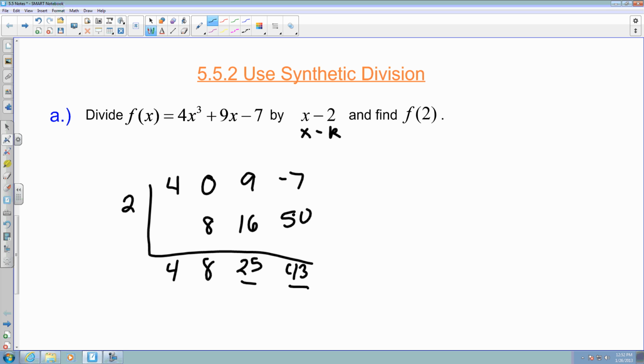This value here is our constant. This value is x to the first, and this is x to the second. So when we write out this answer, it will be 4x squared plus 8x plus 25 plus 43, which is our remainder, divided by x minus 2, which was what we divided it by.